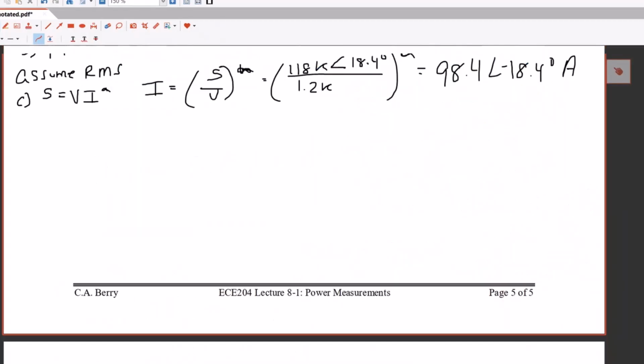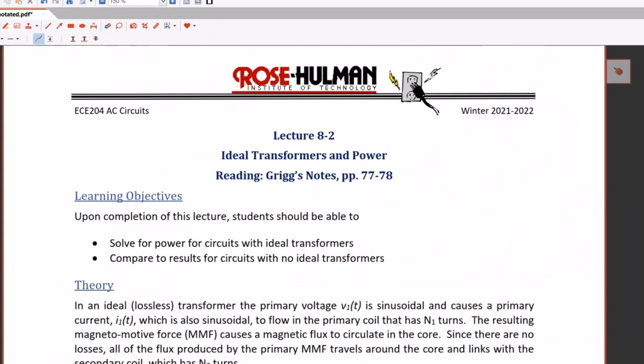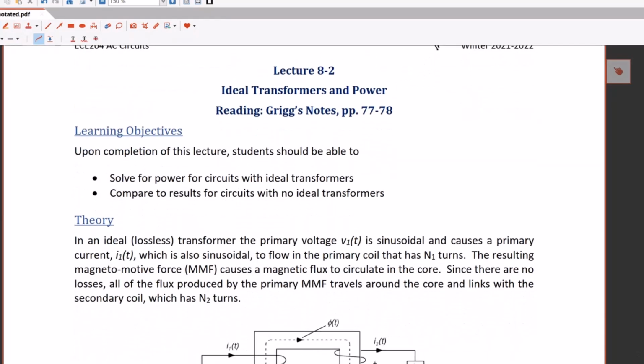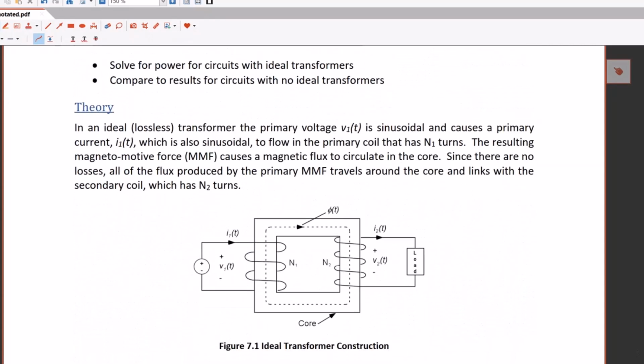Okay, so let's start talking about transformers for our last 10 minutes. We talked about transformers a little bit already in class, right after we did mutual inductance, but now we're going to talk about it in the context of delivering power to a load.